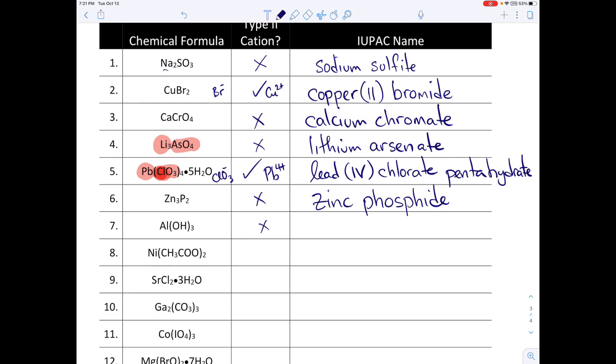Aluminum is not a type 2 cation. It always has a charge of 3 positive. So this is aluminum, no need for a Roman numeral. And then in brackets, the OH, there's 3 of those, but OH from my list of complex ions is hydroxide.